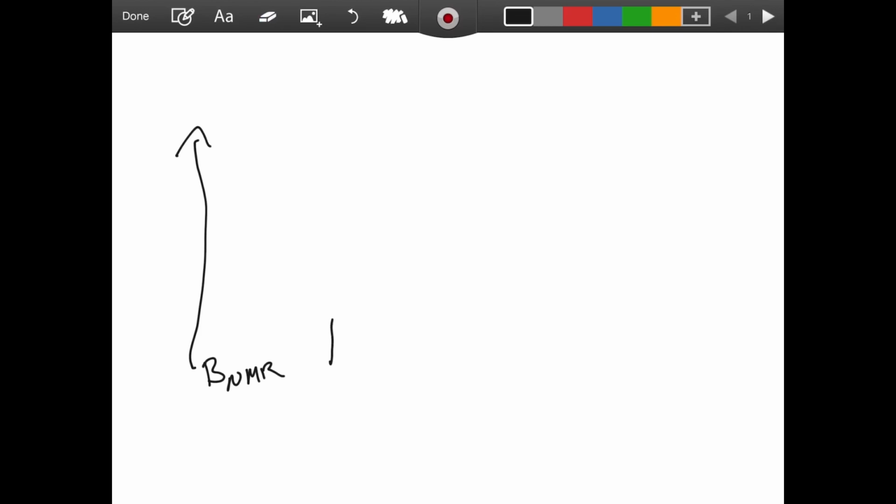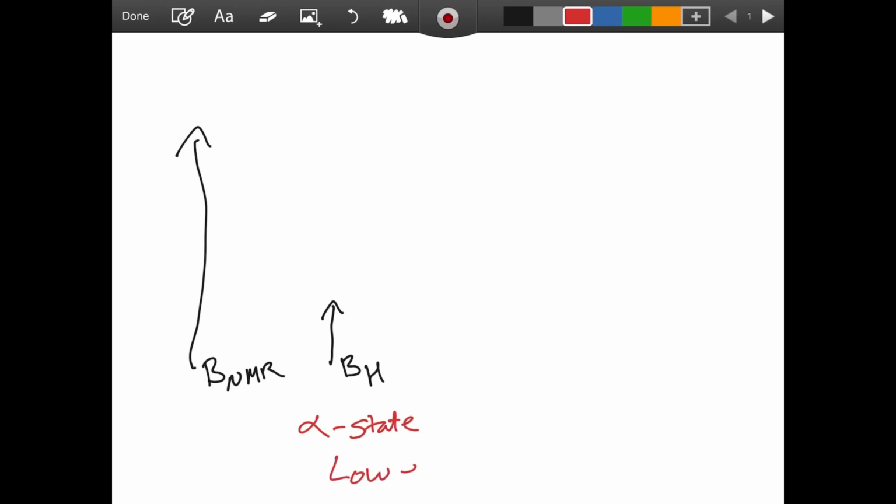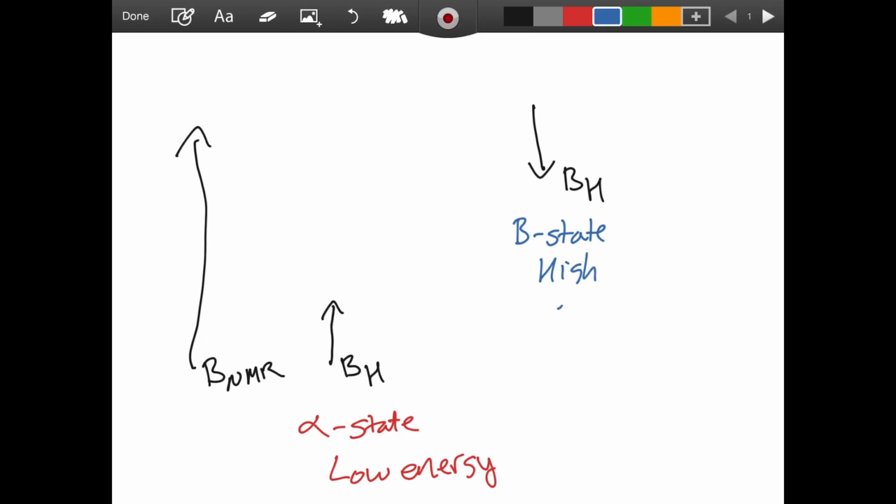So you could have your hydrogen lined up with that magnetic field. And this is called the alpha state, and it is low energy. Or you could have your hydrogen lined up with its magnetic field against the magnetic field of the NMR, and that is the beta state, and this is high energy.